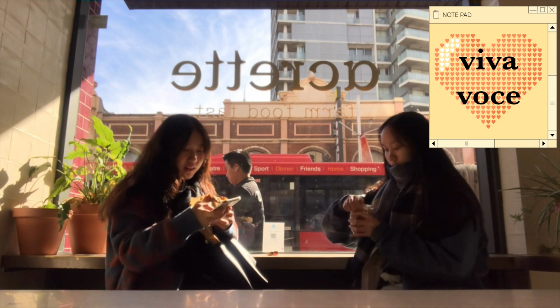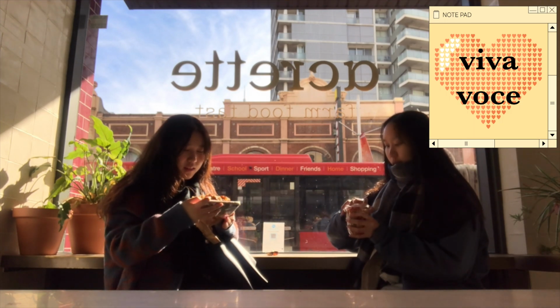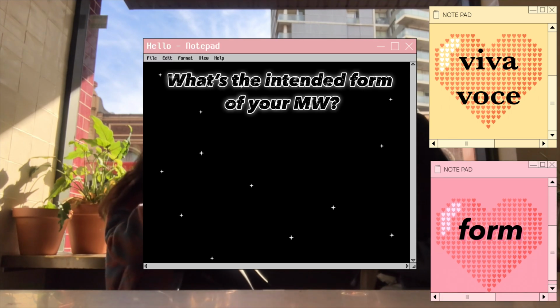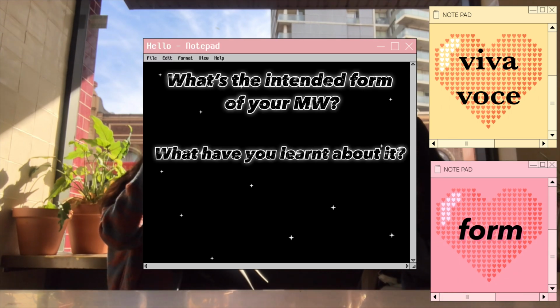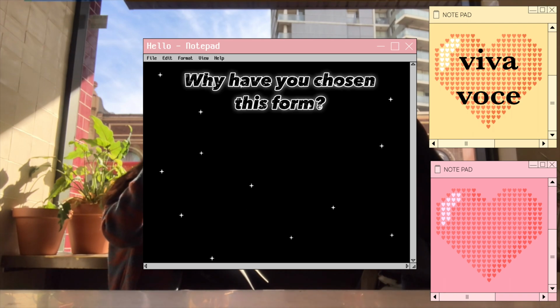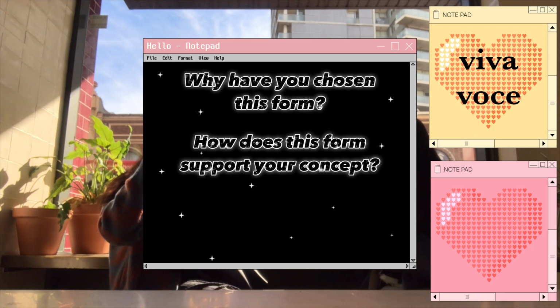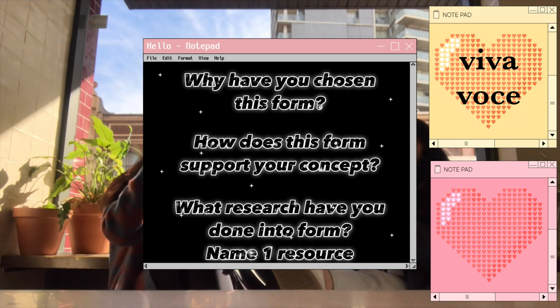Now here are some questions that I just made up and practiced back then, which I've divided into categories. So form: what's the intended form of your major work? What have you learnt about it? What are its distinguishing features? Why have you chosen this form, and how does this form support your concept? What research have you done into form, and name one resource.